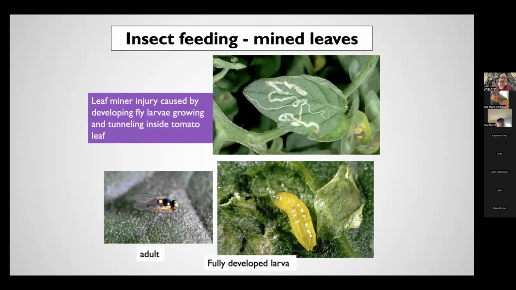Leaf miner injury looks a little different. It looks like basically a snail just went across the leaf in random patterns. But it is a larva that is tunneling through this leaf, feeding its way through, that's causing that pattern. Here's a fully developed larva to the right, and then what the leaf miner adult looks like. It's black and yellow, and they're small, the size of between a pomace fly and a fruit fly.